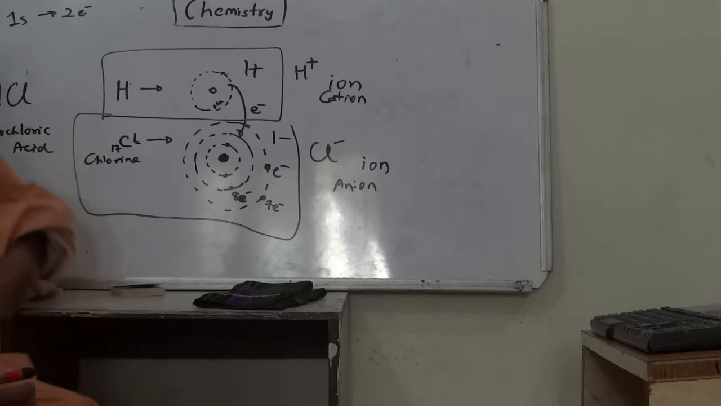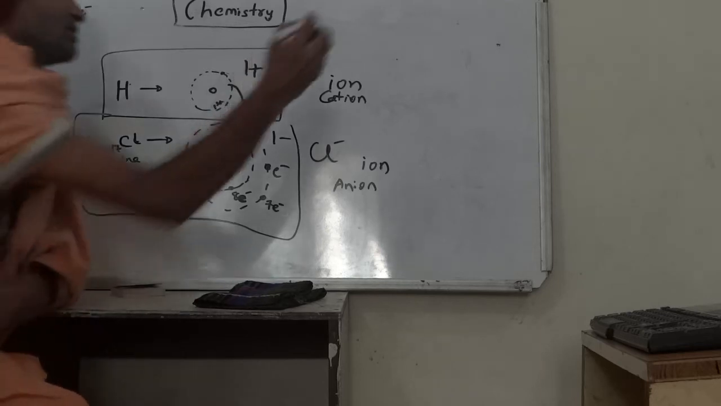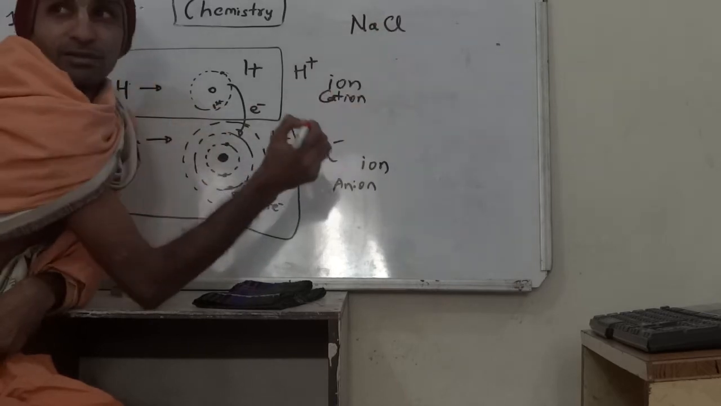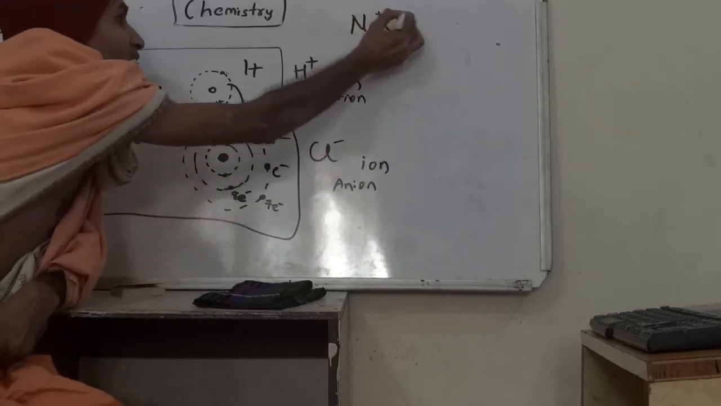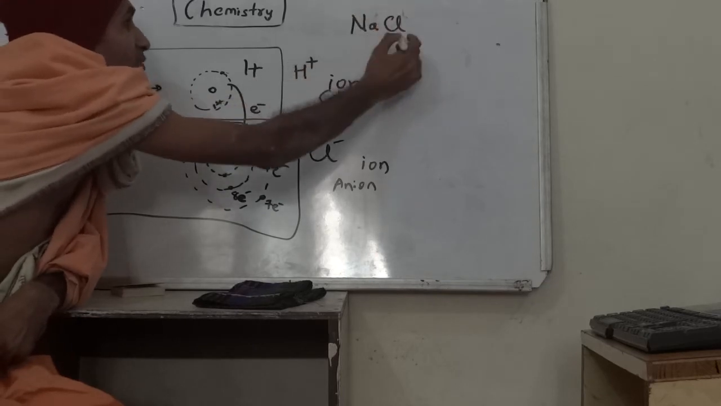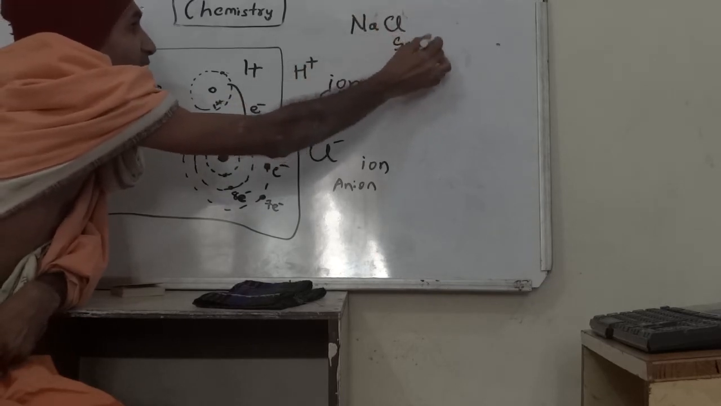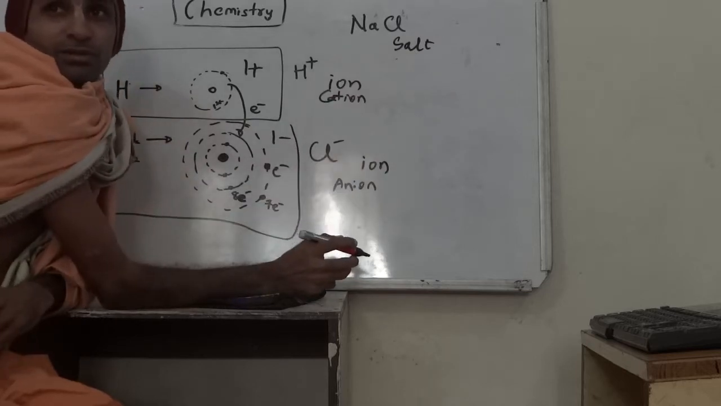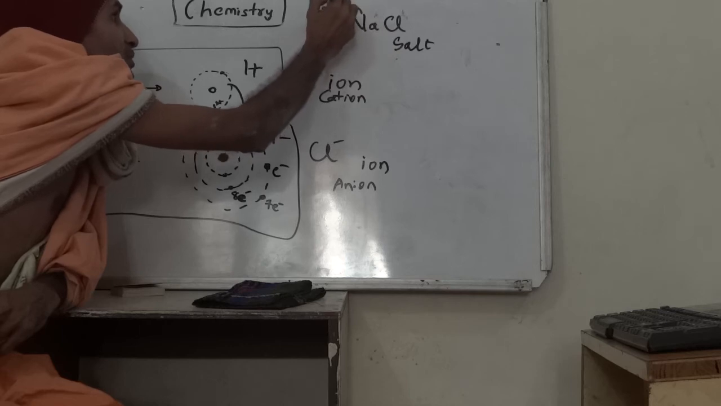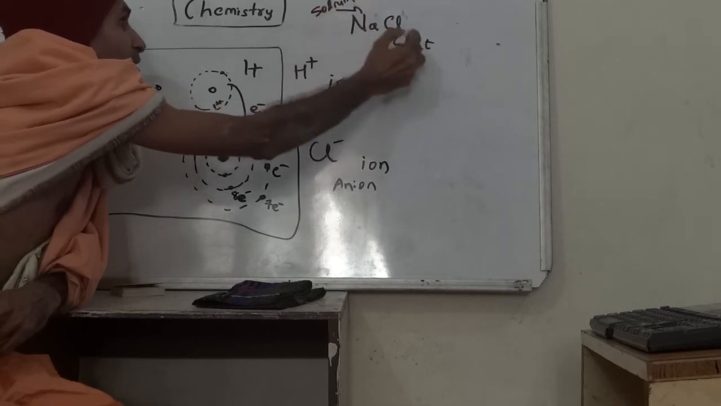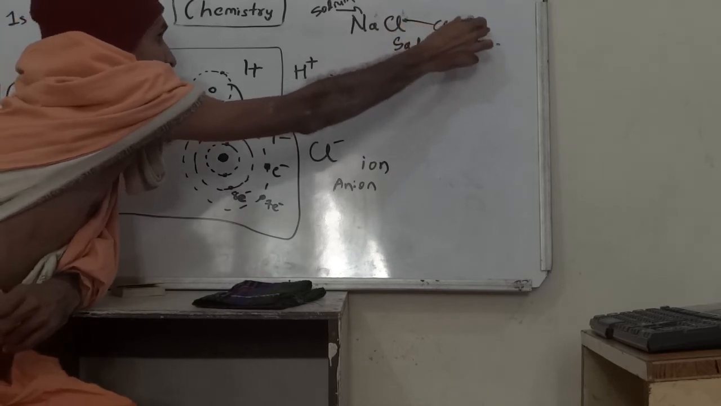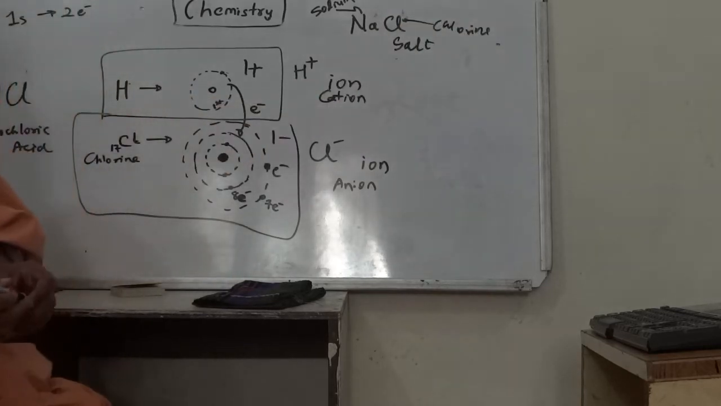Similarly, there is another such compound, NaCl, which is made up of Na positive and Cl negative. Both together form NaCl. This is salt, which we eat, common salt. Na is sodium. This is sodium, and this is chlorine. What is chlorine? It's a type of element.